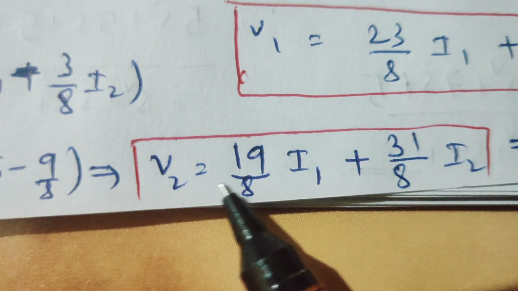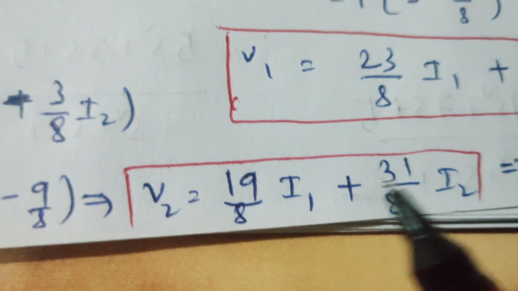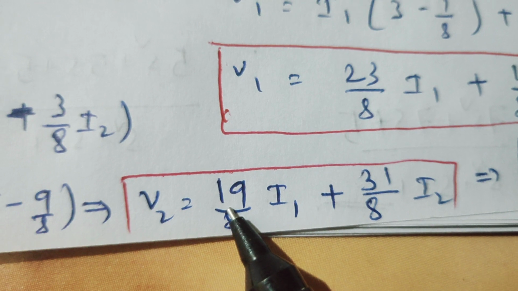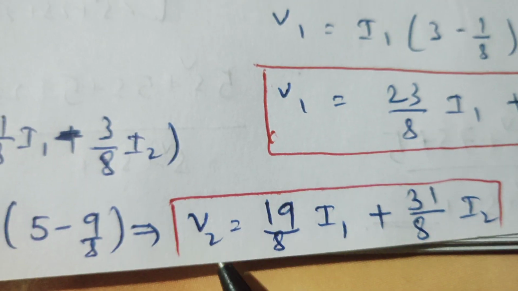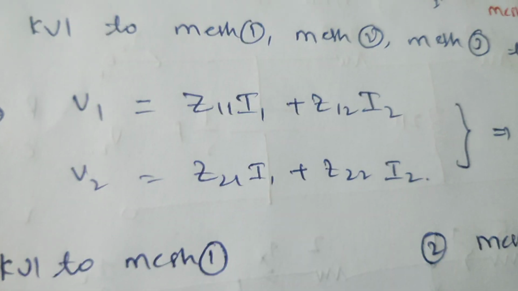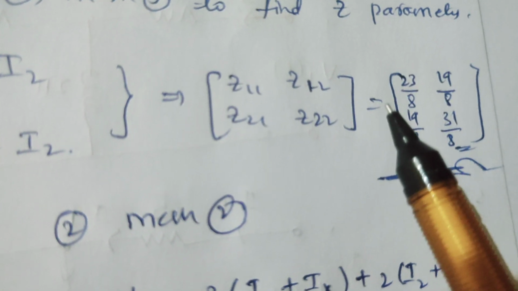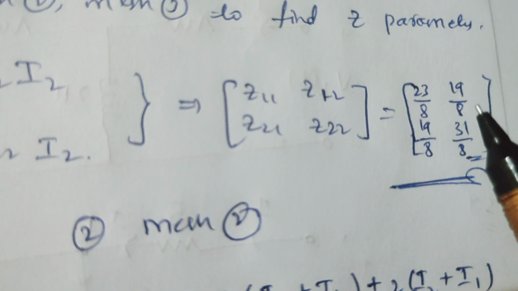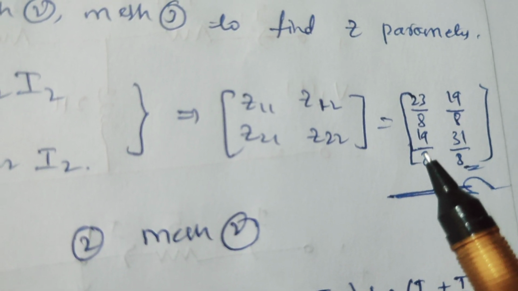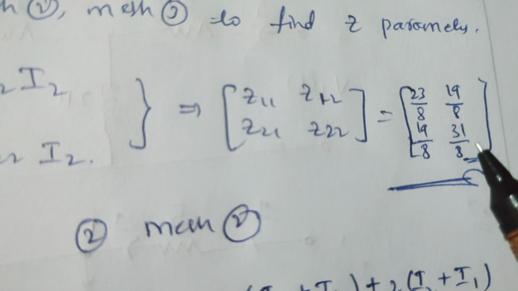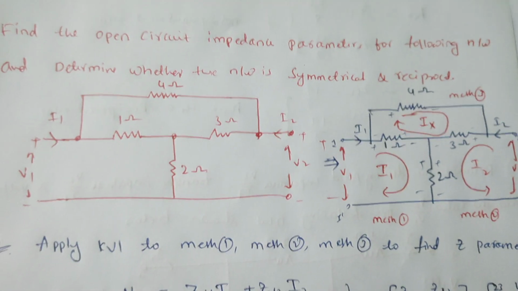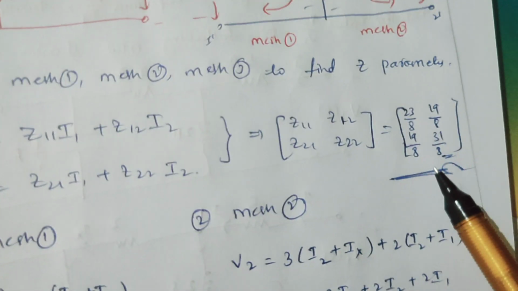So this V2 equation is in the form of I1 and I2, and is nothing but Z21 I1 plus Z22 I2. Now just compare these V1 and V2 equations with the Z parameter equations. So from here we can say that Z11 is equal to 23 by 8, Z12 is 19 by 8, Z21 is 19 by 8, Z22 is 31 by 8. Okay, so this is the way we have to solve for the open circuited impedance parameters.